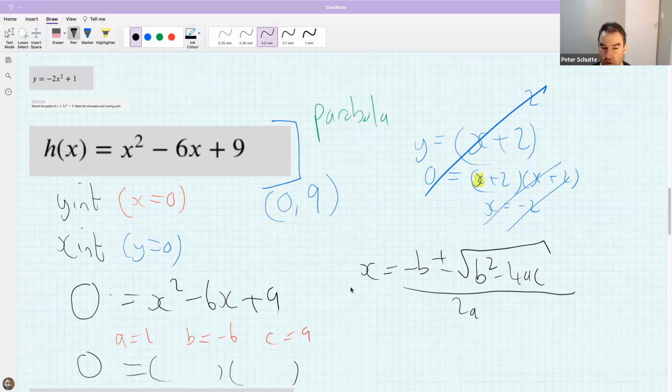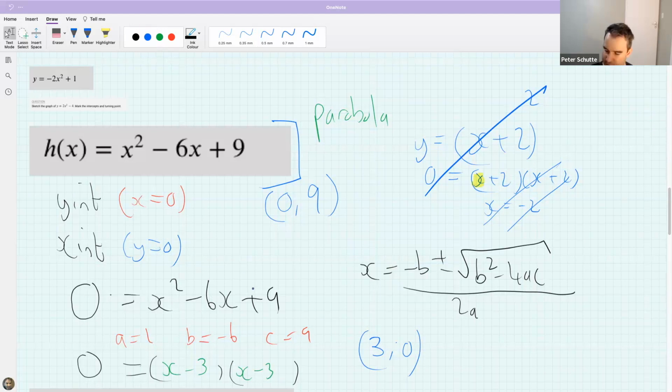So there should be 2 x-intercepts. Oh, well, there maybe won't be, because it depends on delta. Oh, I see. This is going to be x minus 3, and this is going to be x minus 3. So your x-intercepts, there's actually only one x-intercept. Aha. And that x-intercept is going to be (3, 0). So this is an interesting graph.